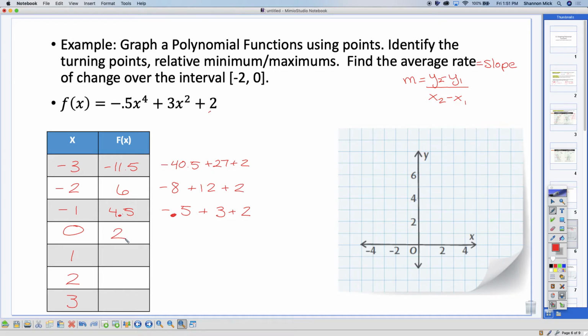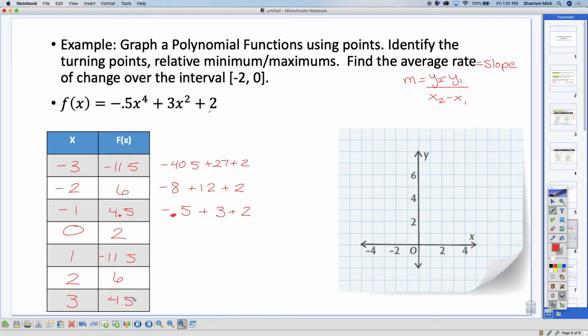Now, we have even powers up here, yes? So my negative numbers all became positive regardless. So what do I know about all these? They're going to be positive. They're going to be exactly the same. I'll prove it. So 1 to the 4th is 1, times negative 0.5.